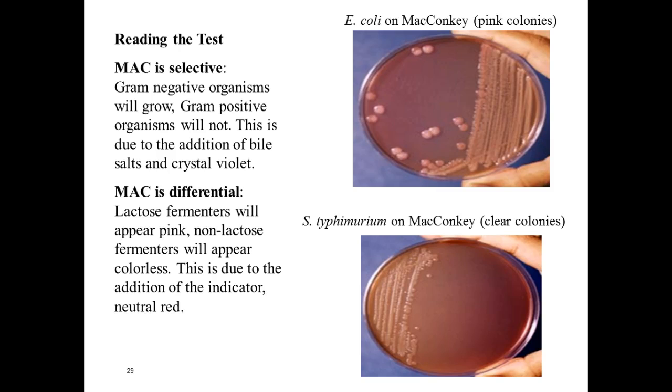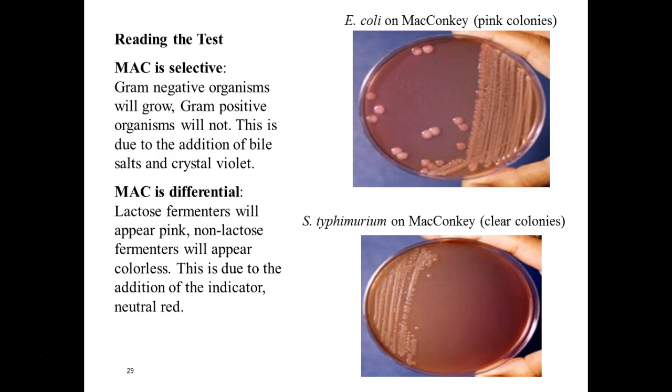So in the case of MacConkey agar, it is the bile salts and the crystal violet that's toxic to gram-positives. So therefore, we're selecting for the growth of gram-negatives. So you'll notice on this top plate, you have E. coli. E. coli is a gram-negative bacteria. It very easily can grow in the presence of the crystal violet.